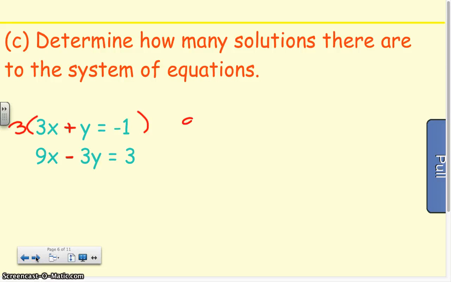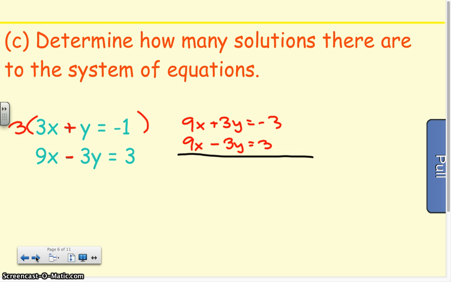Distribute. 9x plus 3y is negative 3. Rewrite the bottom. 9x minus 3y is 3. Combine. 9x plus another 9x is 18x. The y's cancel, and negative 3 plus 3 is 0. This term x then must be 0.